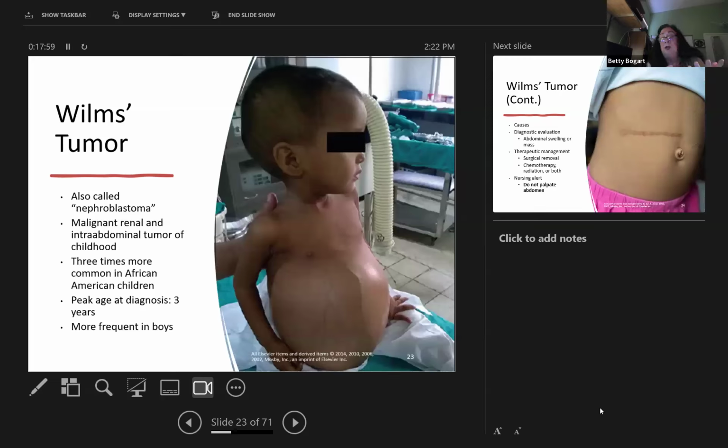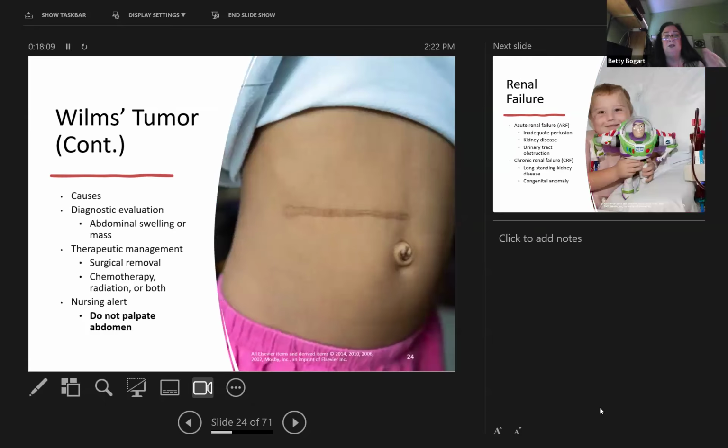Wilms tumor. We've talked about it already. It's a kidney tumor. That's what you have to know. And it is a nephroblastoma. And again, this is the one that we do not palpate the abdomen and it needs to be surgically removed. The one thing about Wilms tumor is this is a tumor we don't do a pre-op biopsy. Can you imagine if we stuck a needle into that abdomen, into that kidney, or where the tumor is, you have put a hole and now you're allowing metastasis to come out. And we do not do it.